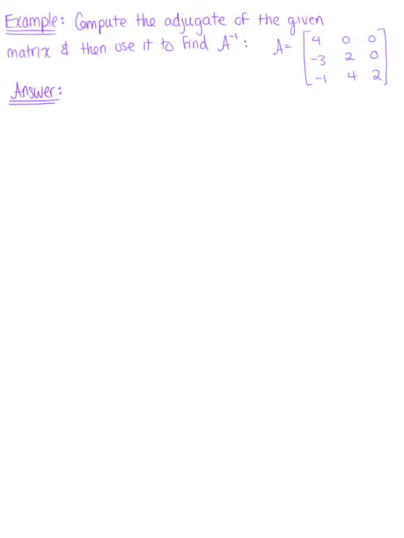Compute the adjugate of the given matrix and then use it to find the inverse. So the first thing that we need to do here is find the adjugate. So we need to find the matrix of cofactors of A.